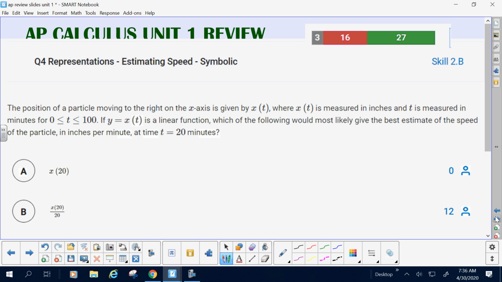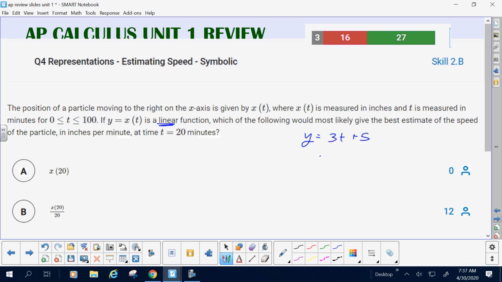Question 4 was missed by about 40% of you or so. So let's read it. The position of a particle moving right is x. X is measured in inches, t is measured in minutes. If y equals x of t is a linear function, so now y is the position horizontally, so maybe y equals whatever, 3t plus 5 or something like that. It's a linear function, and the outcome of this gives horizontal position, which is the best estimate of the speed of the particle in inches per minute at time 20.